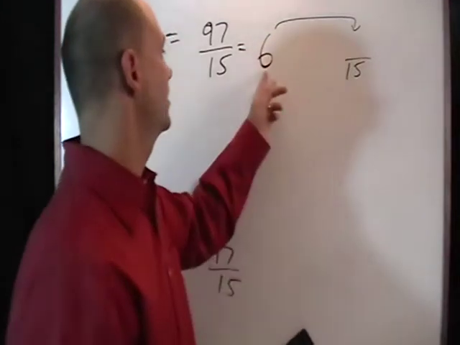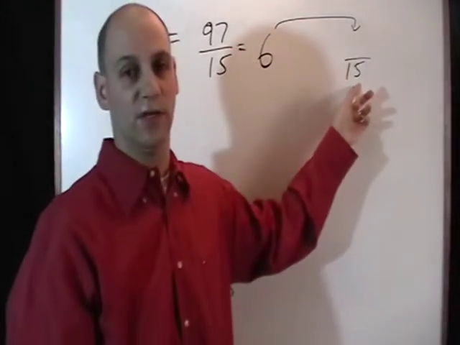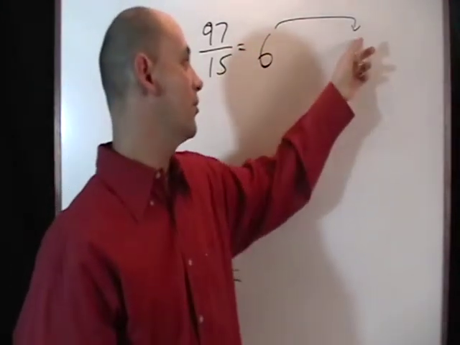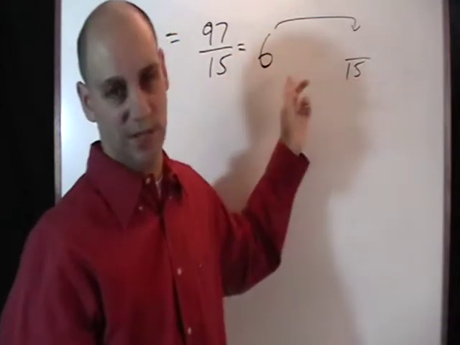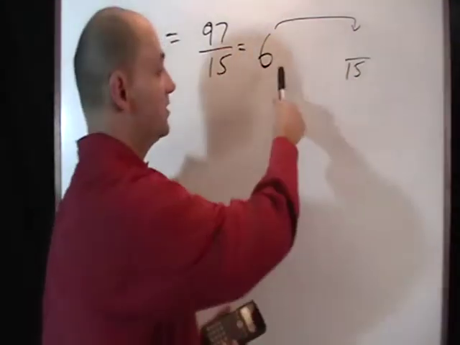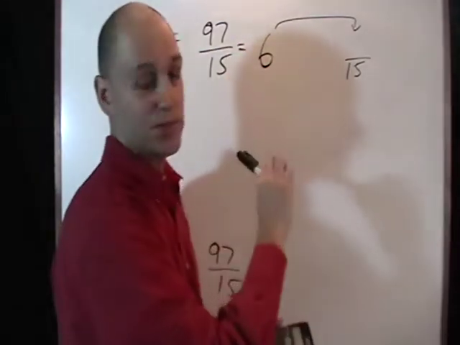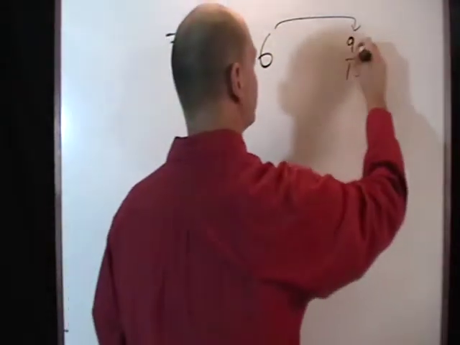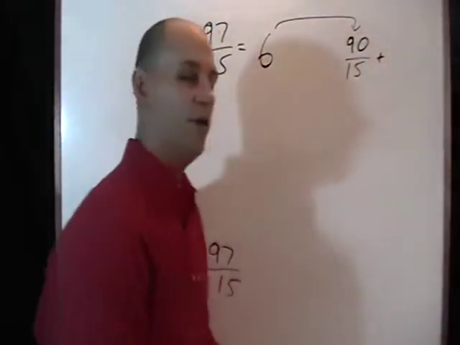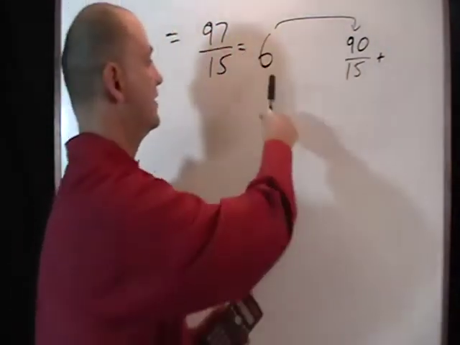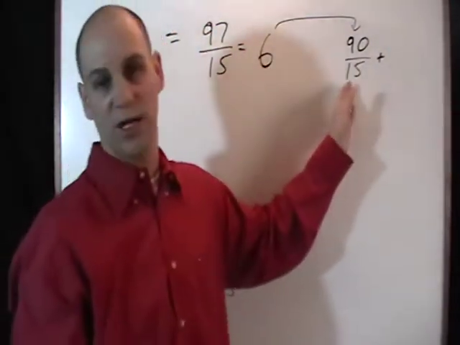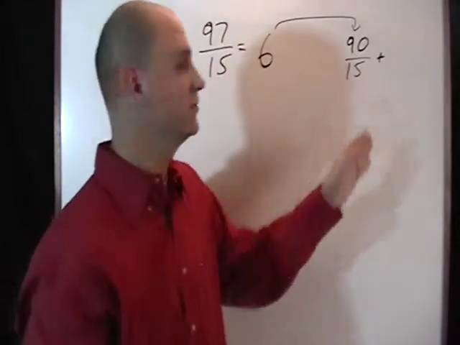all take a look at 6 and convert it into a fraction of 15. So how would I do that? What number divided by 15 would be equal to 6? Well, you simply take 6 and multiply it by 15. So you're going to get 60 plus 30 is 90. So that now we know that 6 is equivalent to 90 over 15. These two are the same thing.